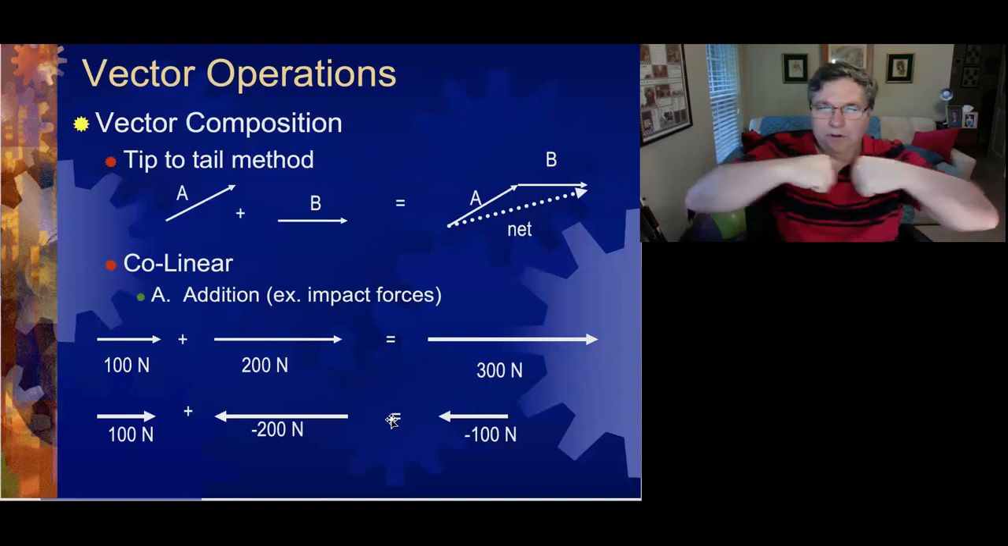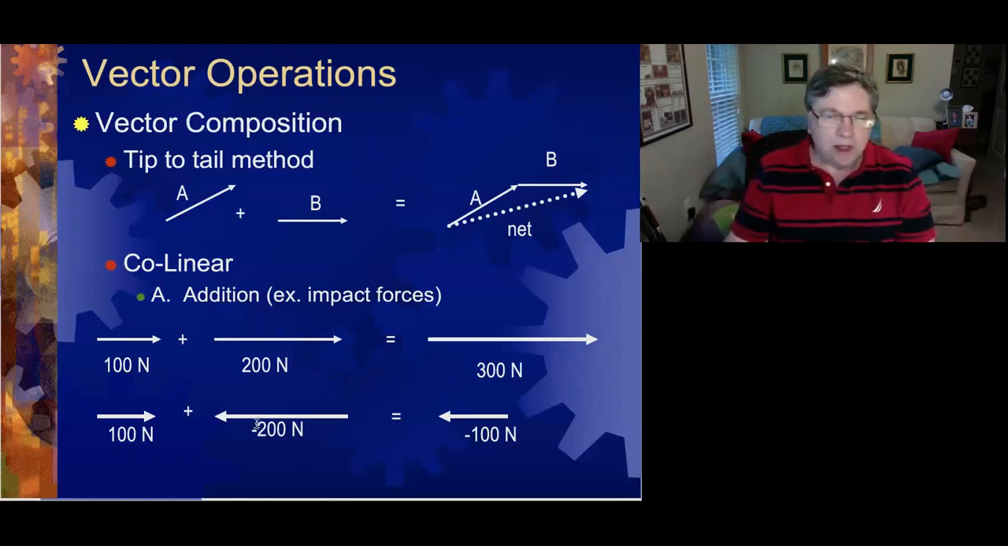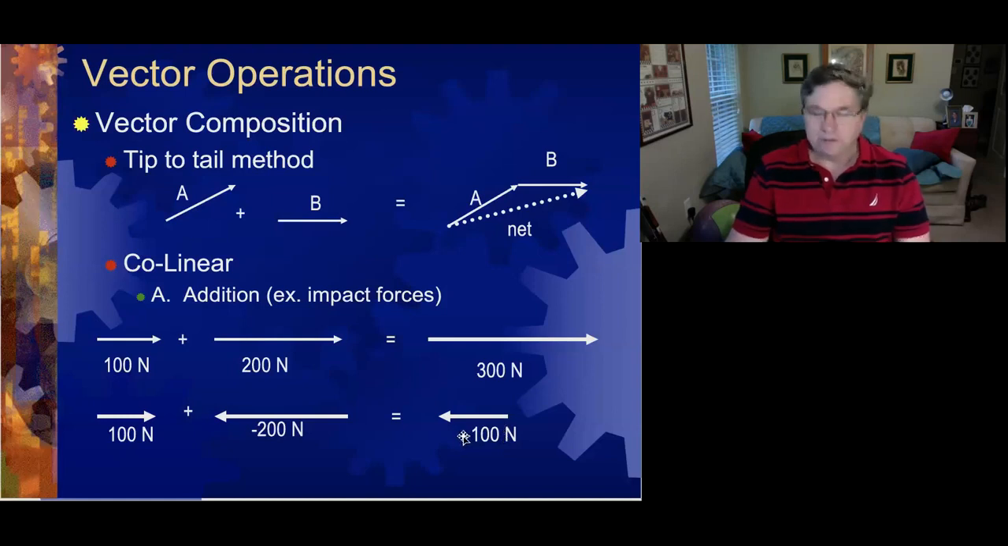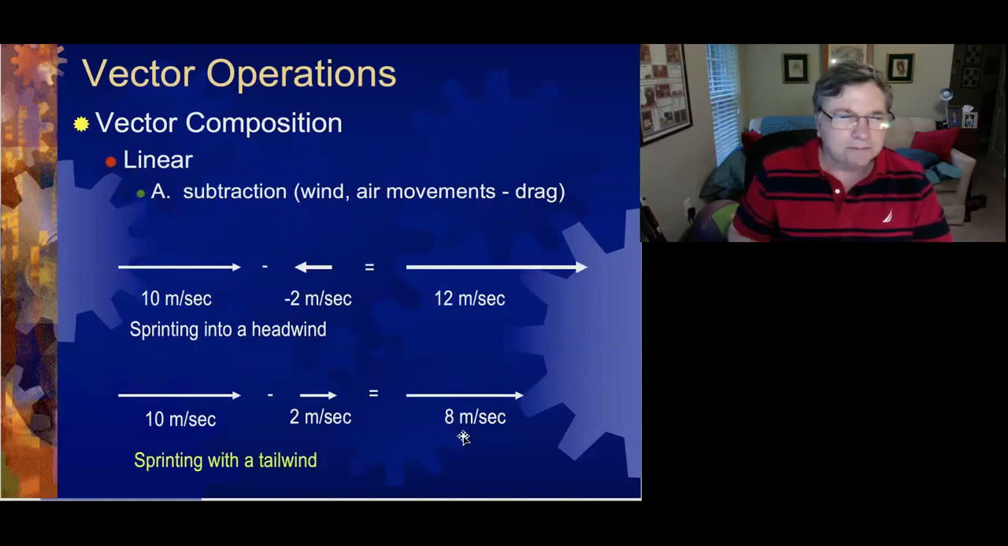Let's say we have two forces opposing each other. We'll have to give one an opposite sign, and we use the tip-to-tail method. We end up with a force vector traveling from right to left that's relatively small, 100 newtons traveling from right to left. We'll give that a negative sign just to indicate direction.